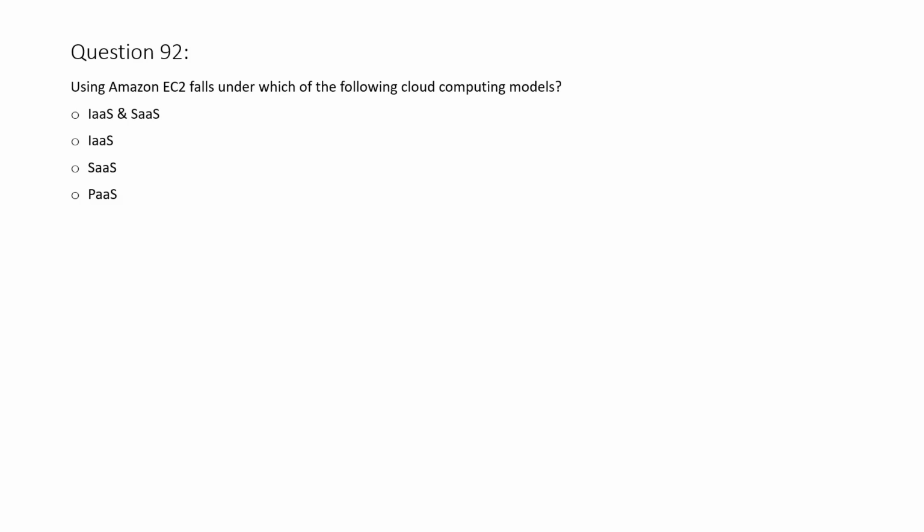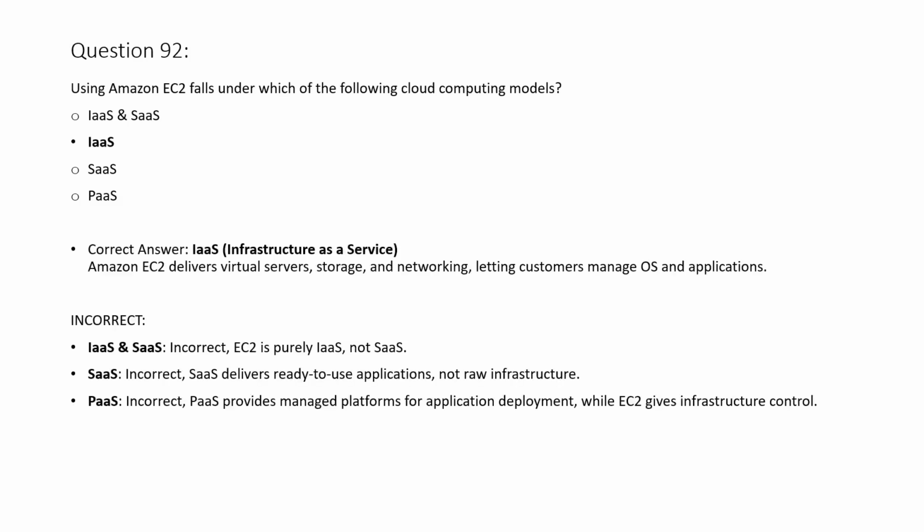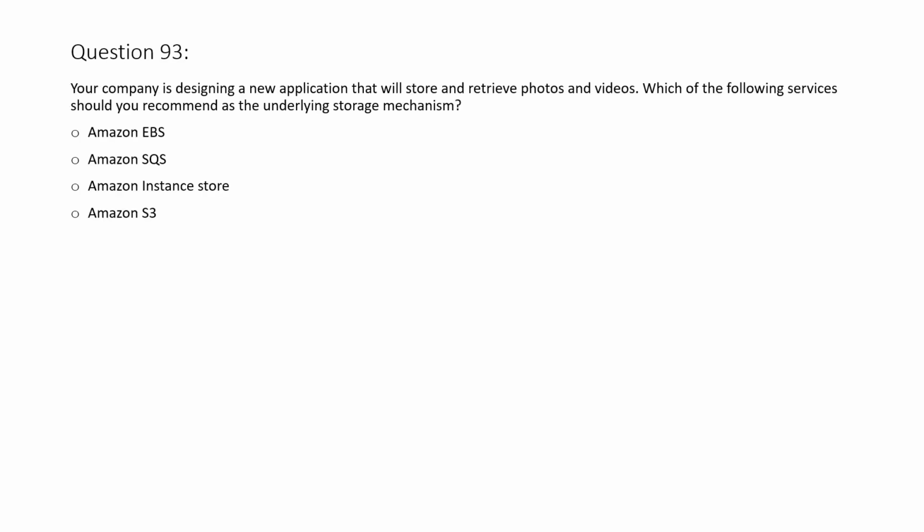Question 92. Using Amazon EC2 falls under which of the following cloud computing models? Options are IaaS, SaaS, or PaaS. So the correct answer is IaaS, Infrastructure as a Service. Amazon EC2 delivers virtual servers, storage, and networking, letting customers manage the OS and their applications easily.